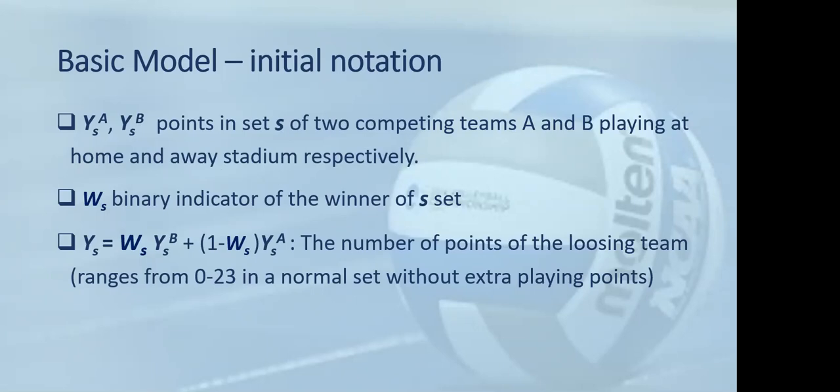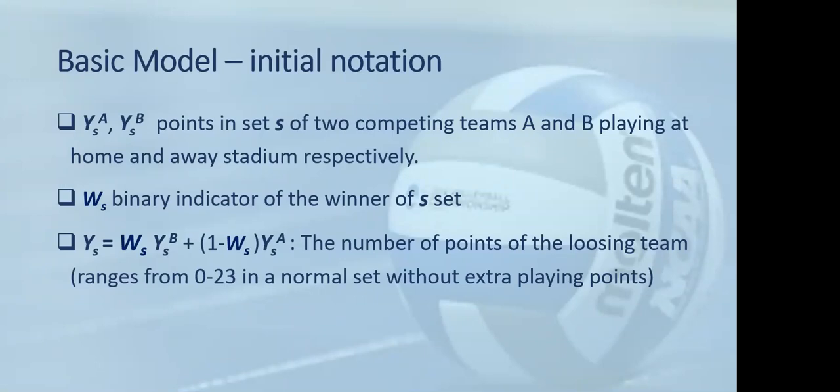And then we also introduce a W, which is a binary indicator, WS, for identifying the winner of the corresponding set. So if you combine these two random variables, then you can specify this quantity, and this will be equal to the number of points of the losing team, and this will range from 0 to 23 in a normal set without any extra points. So for simplification at the beginning, we will assume that the set terminates at 25 points, and then we'll add the extra component in a second step.